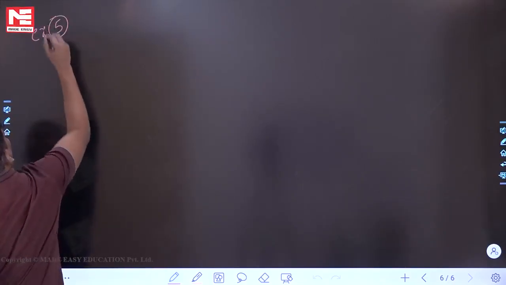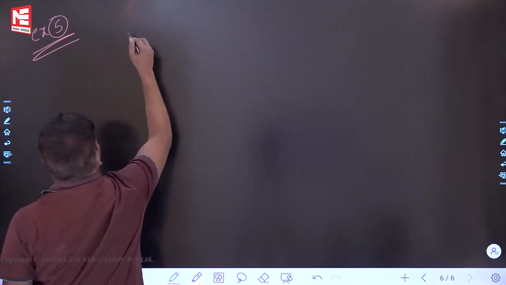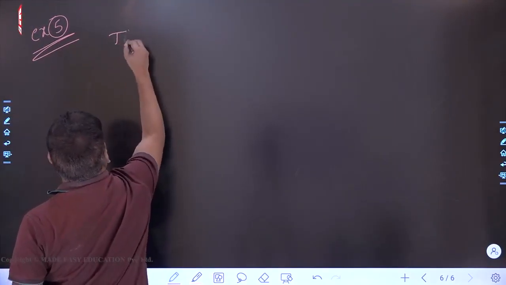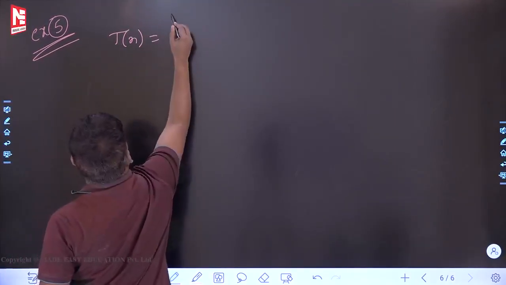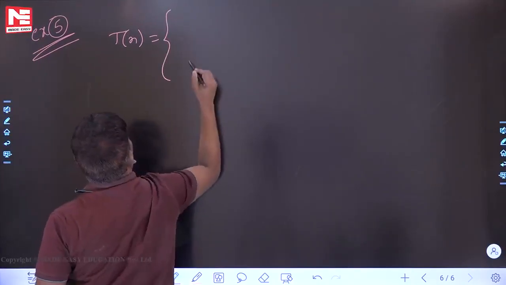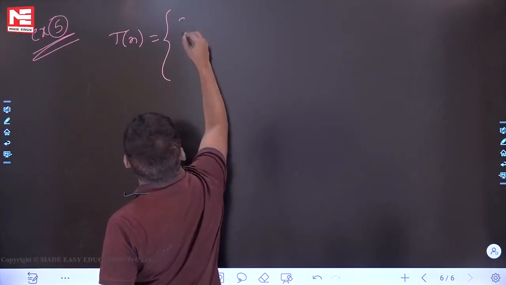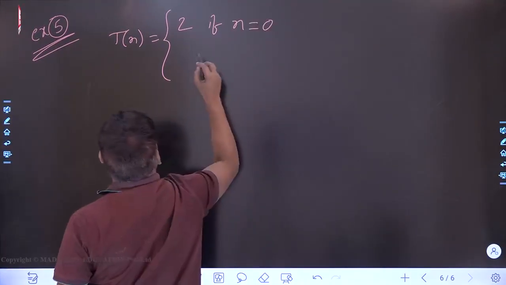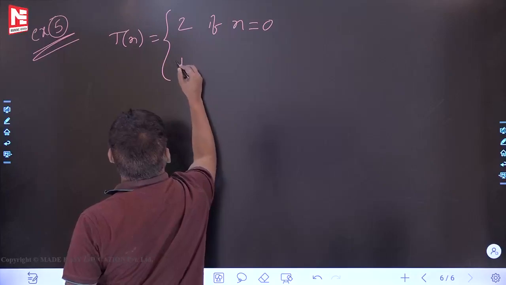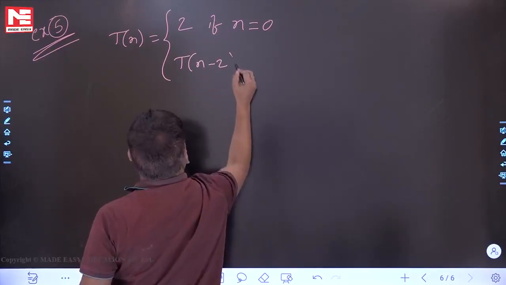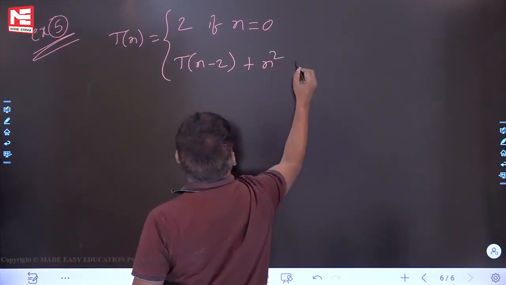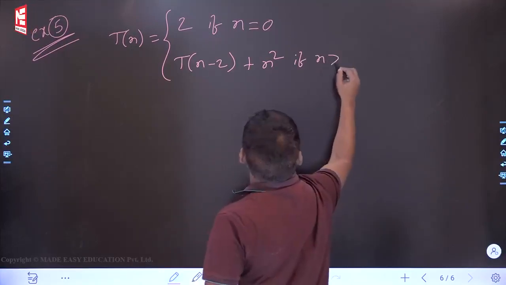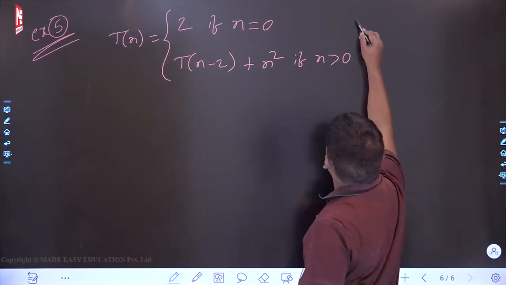Example 5. See, similar, almost similar thing, right? Let's start. Tn is equal to 2 if n is equal to 0. Otherwise, T n minus 2 plus n square if n greater than 0.